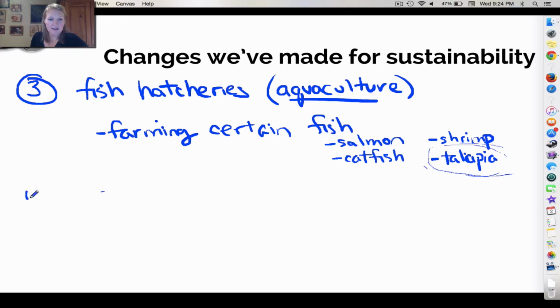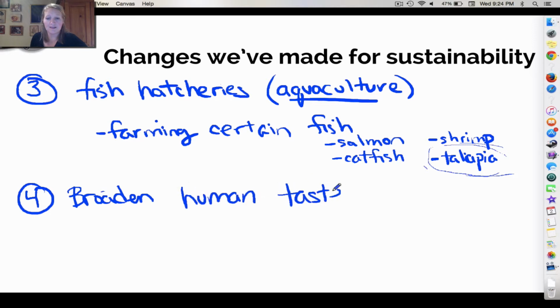The last one that I alluded to with that tilapia is that we're trying to just broaden human tastes, so we don't overfish just one type. So broaden the human palate, meaning like everybody loves salmon, right? But what about all the other fish? There's lots of other ones. I think we eat as a human race about 90 different species in general. Those are our most popular ones. 90 different species of fish.